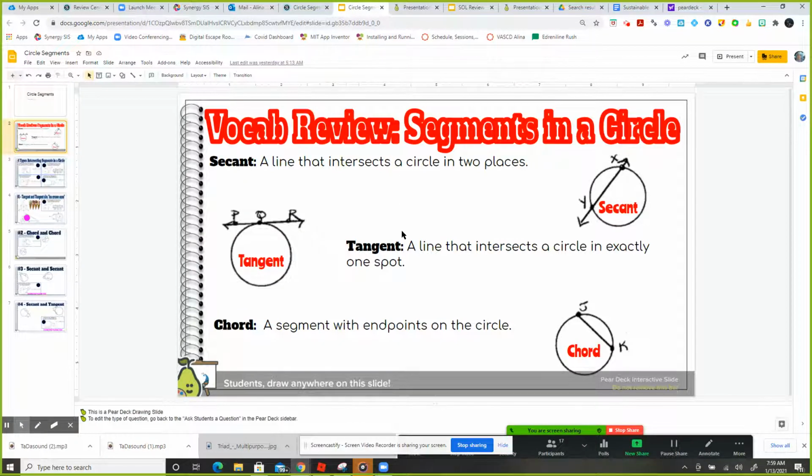So just to remind ourselves, tangents touch the circle at one point. Secants seek something outside the circle. So they're going outside the circle in both directions with a line. And then chords are something that connect. Chords are tight. They make things strong. So the chord has endpoints on the circle edges. Diameters are special chords that go through the center. So these are all kind of new words that we need to know.